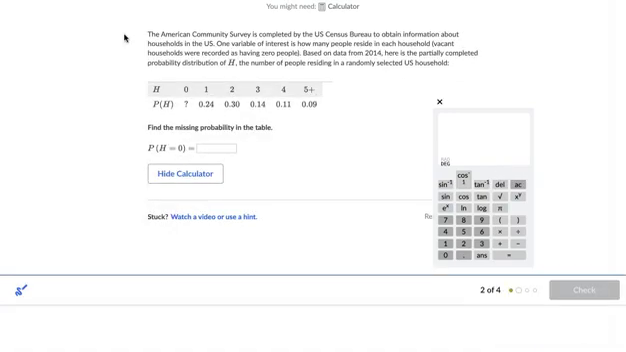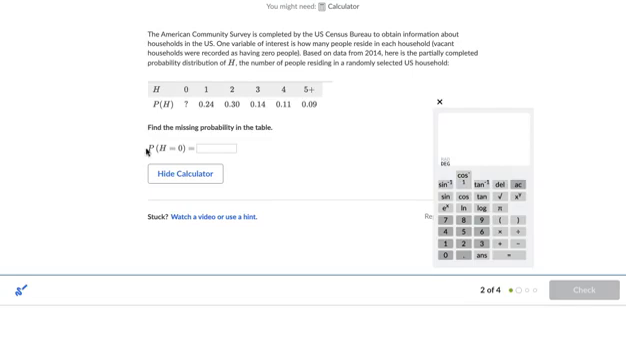The American Community Survey is completed by the U.S. Census Bureau to obtain information about households in the U.S. One variable of interest is how many people reside in each household. Vacant households were recorded as having 0 people. Based on data from 2014, here is the partially completed probability distribution of H, the number of people residing in a randomly selected U.S. household. Find the missing probability in the table.